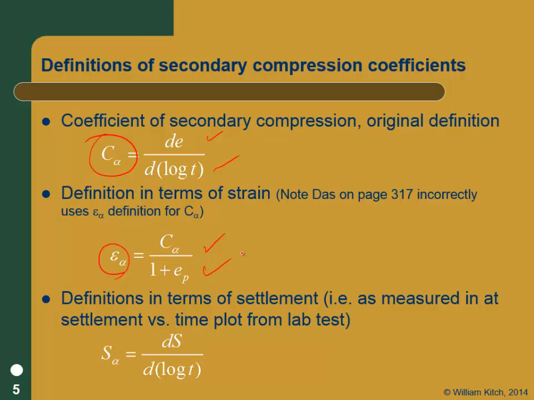It's e primary instead of e naught because we're using this concept that the secondary starts after the end of primary. And then finally, in terms of settlement, it's the change in settlement versus log time. And that'll be important, one, to calculate settlement in the field or to calculate C sub alpha during the lab test itself.